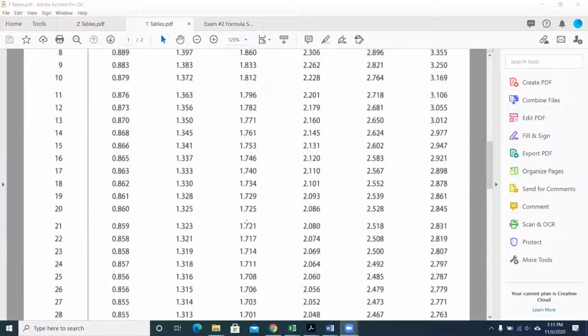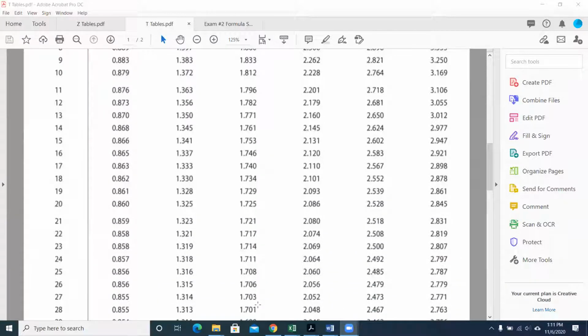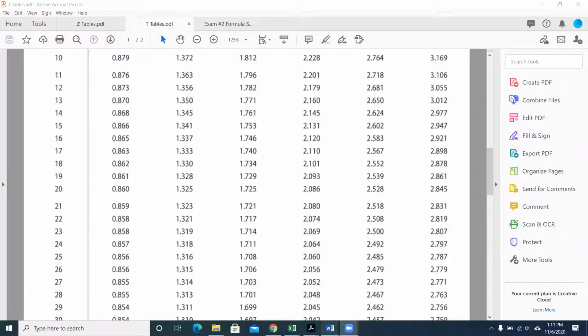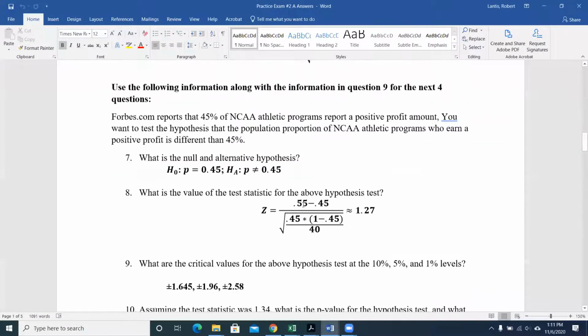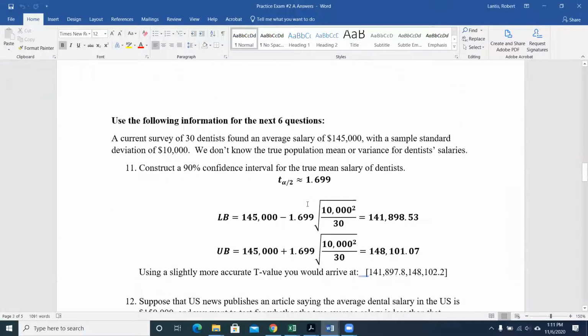Degrees of freedom 29, 1.699. So hopefully, that's what I did in the answer key. Oh, where are we? Yeah, right? So that's how I got that 1.699 that we plugged in to build that confidence interval.